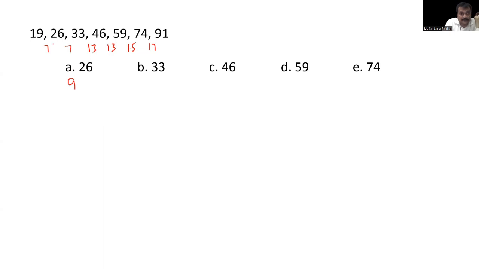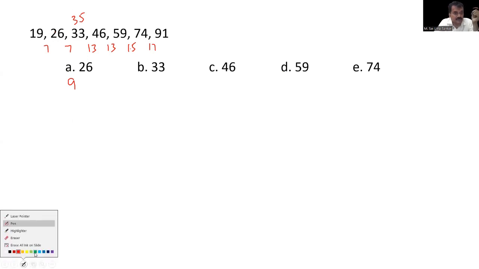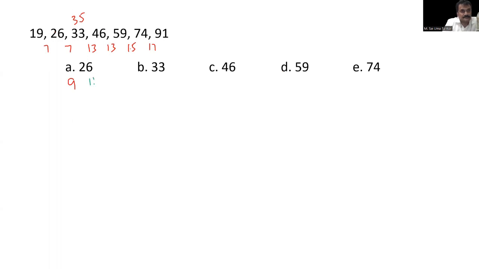Just now, what happened? Here 26 plus 9 is equal to 35. Suppose the number is 35. What is the difference between 35 and 46? That is equal to 11. The difference between the first number and second number is 7. If the third number is 35, the difference between the second number and third number is 9. The difference between the third number and fourth number is 11. The difference between the fourth and fifth is 13. Next, fifth and sixth, 15. Sixth and seventh, 17. So instead of 33, suppose 35 is there, then that is a perfect sequence.